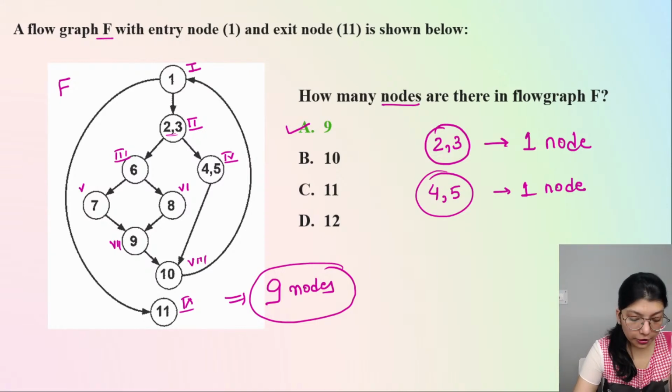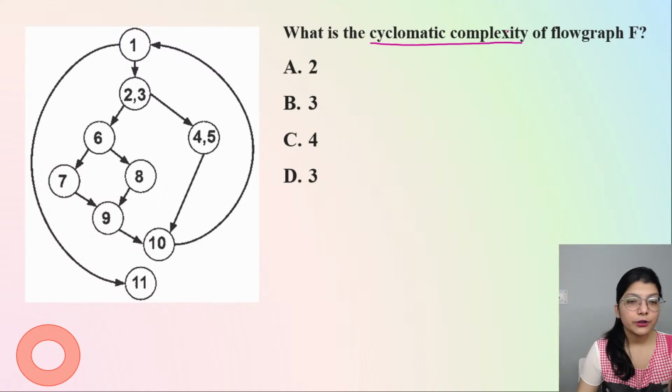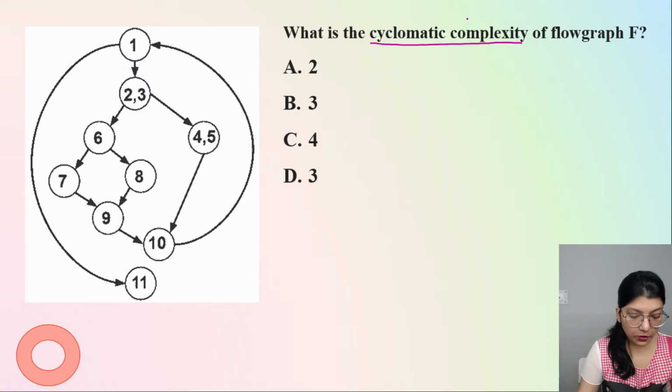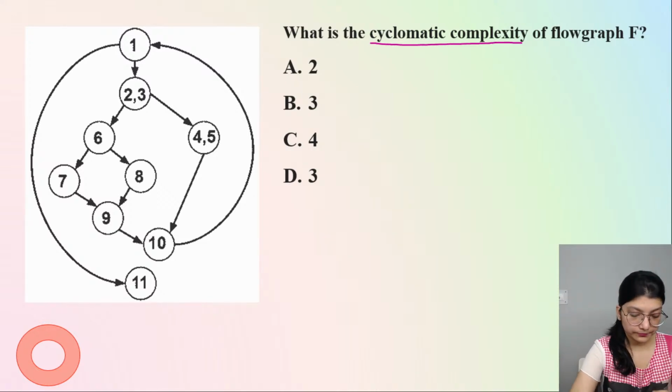Okay, now moving on to the next question. Now they're asking you what is the cyclomatic complexity of the flow graph. So you have 3 methods with you. Either you can apply all the 3 methods or you can do with just one method. Your answer will be same. So try to do it with any method you want and try to give the answer. We will discuss all the 3 methods. So the time starts now.